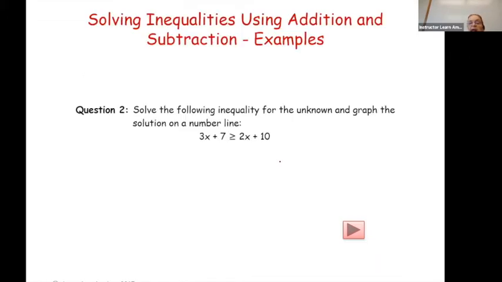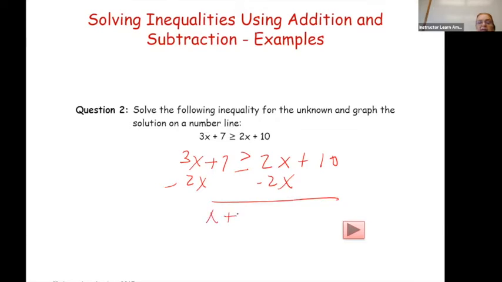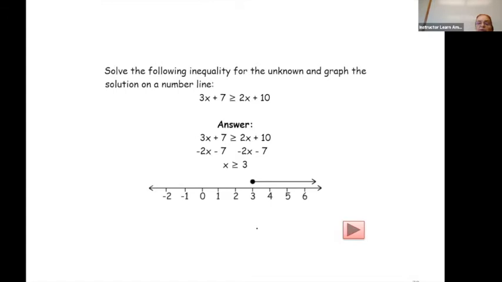A little bit more complicated inequality. Here we would have to subtract 2x from both sides. Subtracting 2x from both sides, we're going to have x plus 7 greater than or equal to 10. Now we can subtract 7 from both sides, so x is greater than or equal to 3. When we graph this on the number line, since it's greater than or equal to, the 3 is included, and it's greater than, so it moves to the right.